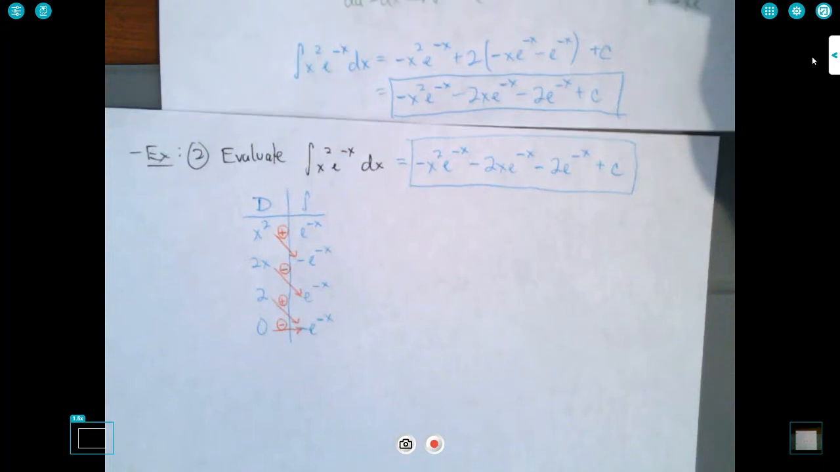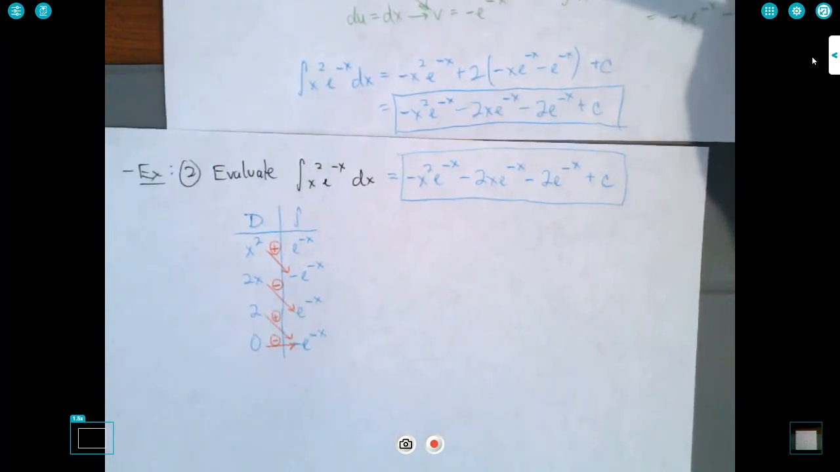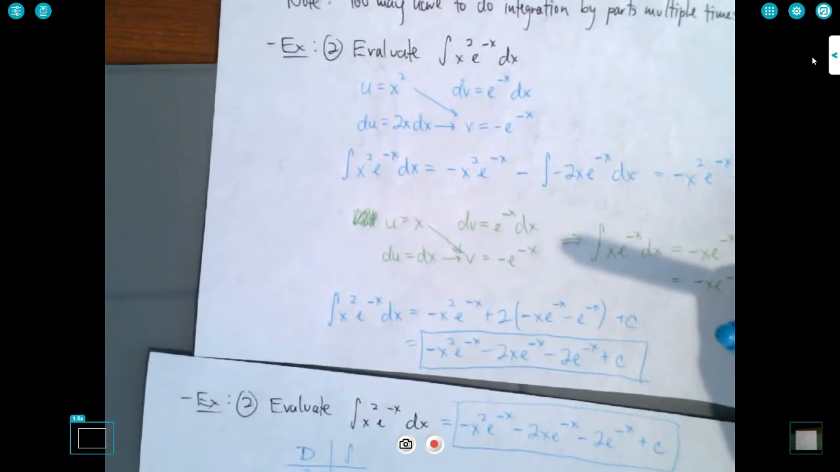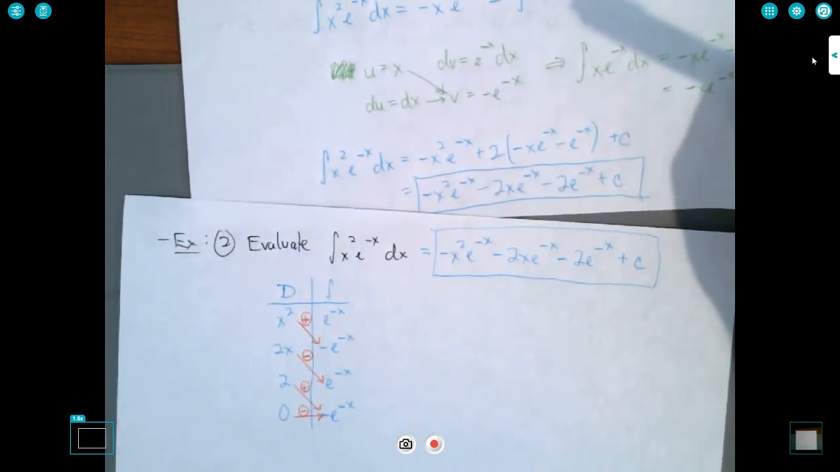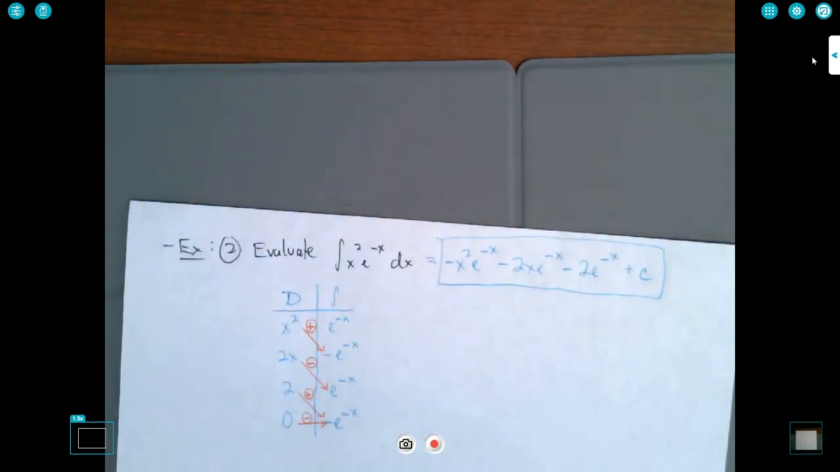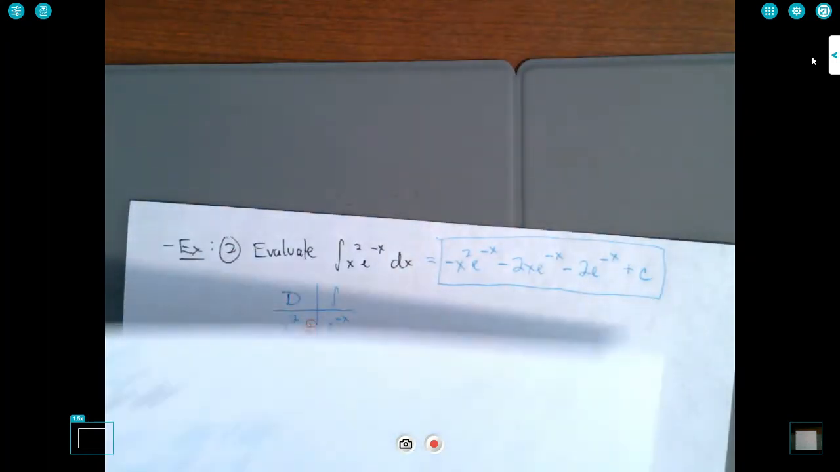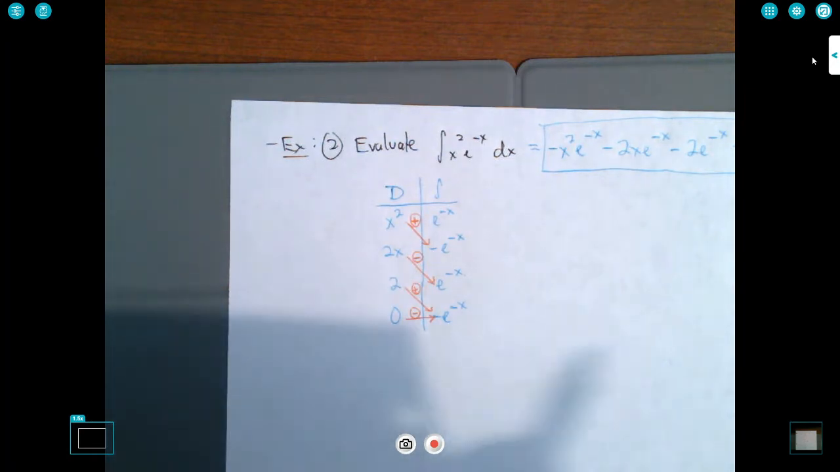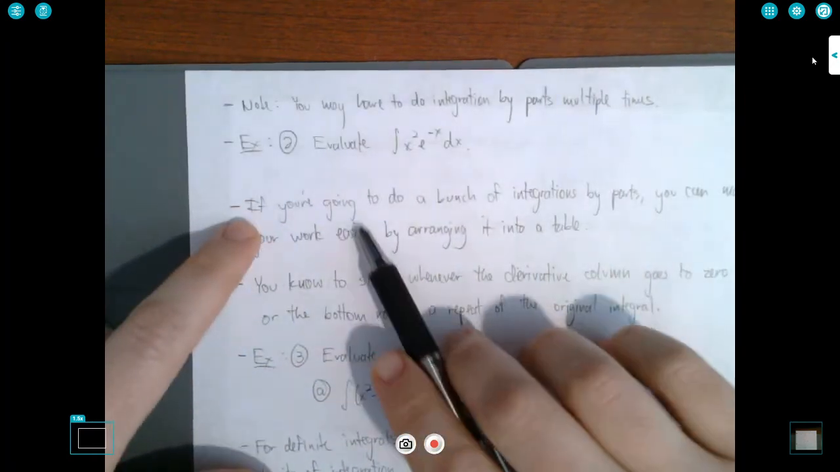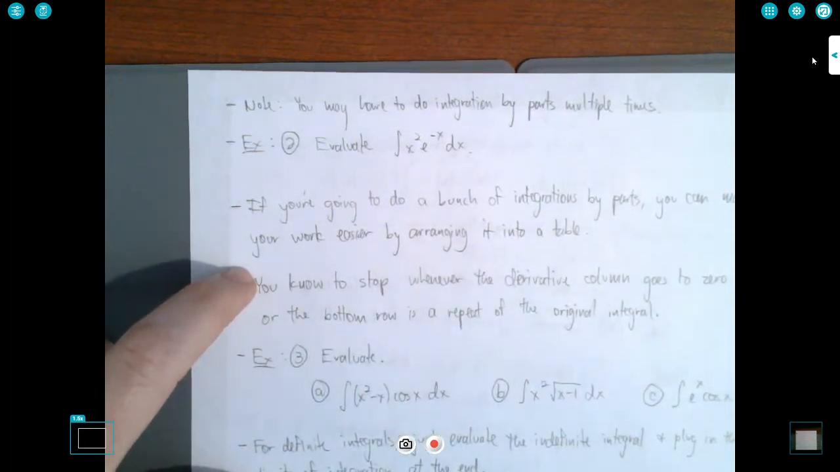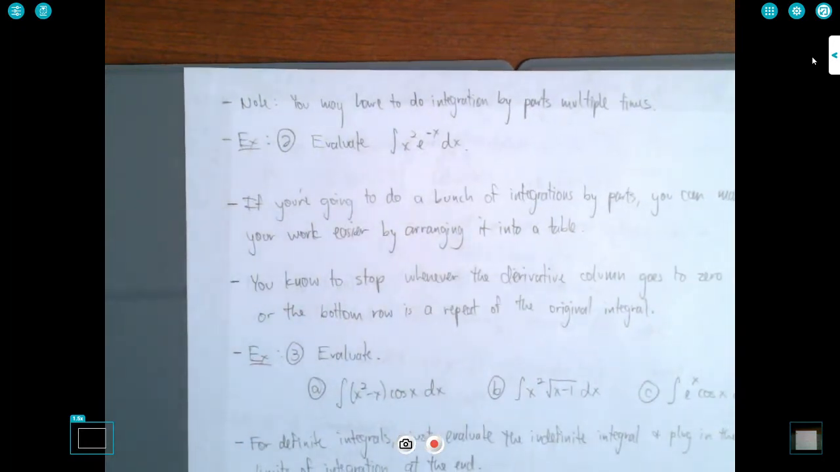Notice we ended up with the same answer as what we got before, only it takes so much less work to do it this way. So much less writing. So the tabular method's really nice. Of course, this may lead you to ask the question, if you're doing this tabular method, how do you know when to stop? So let me just say, if you're going to do a bunch of integration by parts, you can make your work easier by arranging it into a table and using what we call the tabular method.